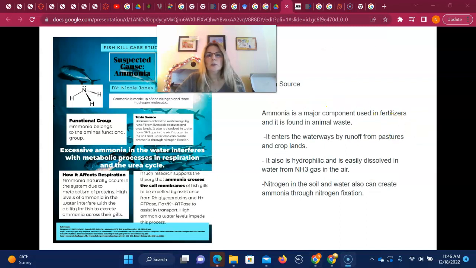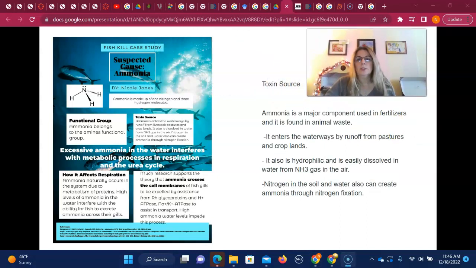The toxin source is ammonia, which is a major component used in fertilizers and is found in animal waste. It enters the waterways by runoffs from pastures and croplands. It is also hydrophilic and is easily dissolved in water from NH3 gas in the air. Nitrogen in the soil and water also can create ammonia through nitrogen fixation.